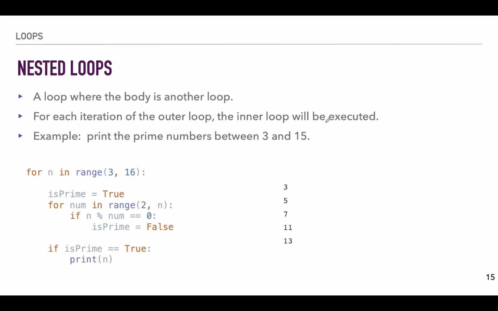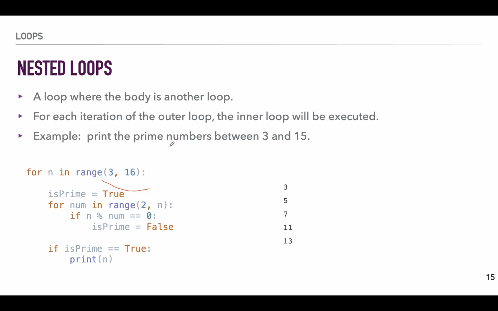A nested loop is a loop where the body of the loop is another loop, which means for each iteration of the outer loop, the inner loop will be executed. Here we have an example where we are interested in printing the prime numbers between 3 and 15. So we want to get these 3 to 15 values, so I need a loop to generate these values.